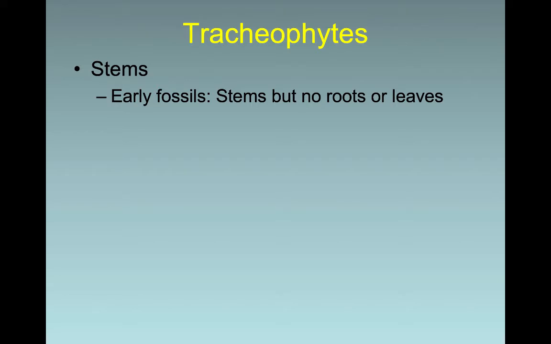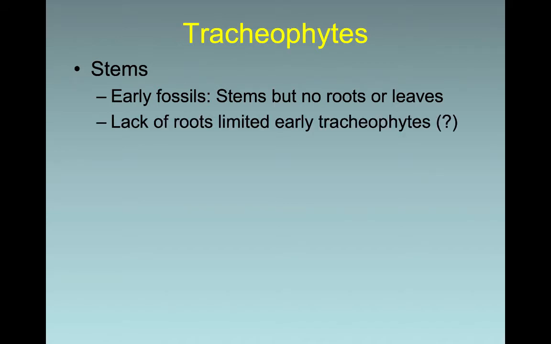So the earliest of tracheophyte plants had stems, and so again, remember to be a stem, it has to actually have vascular tissue, has to have xylem and phloem, but they didn't have any true roots, so they still had rhizoids, a lot like what, say, a moss would have. And they also didn't have true leaves. So they had root-like structures, they had leaf-like structures, but because those structures didn't have vascular tissue, they were not technically, officially, scientifically roots or leaves.